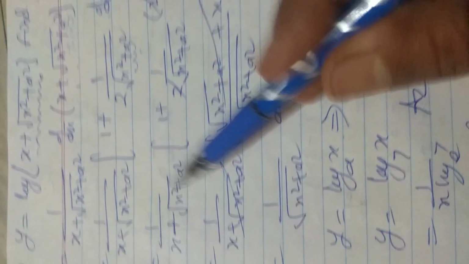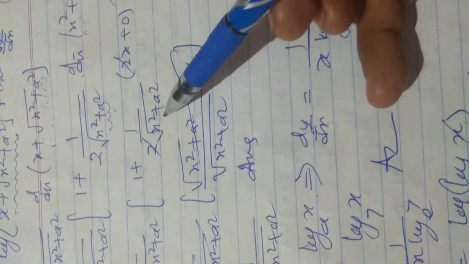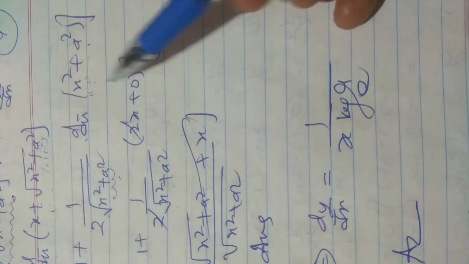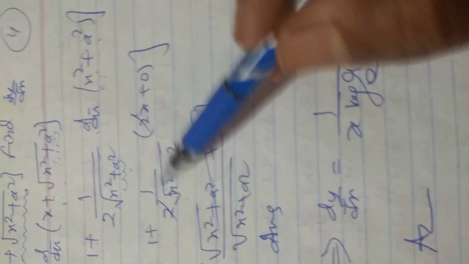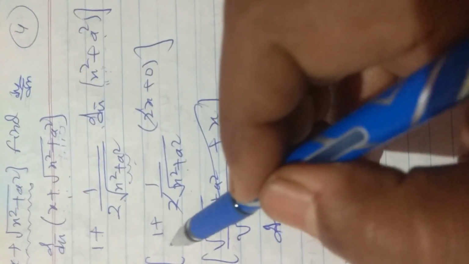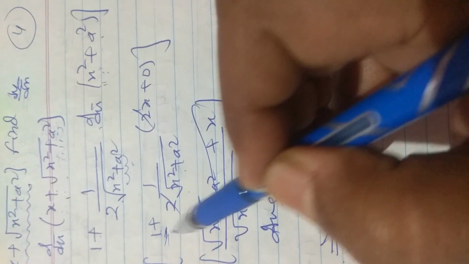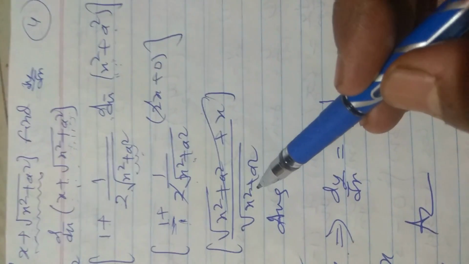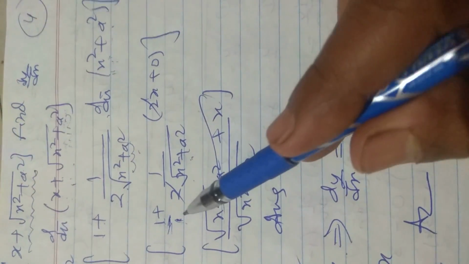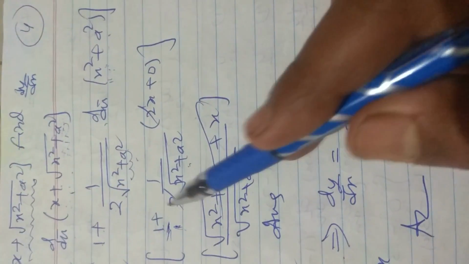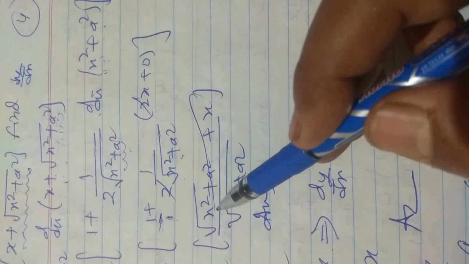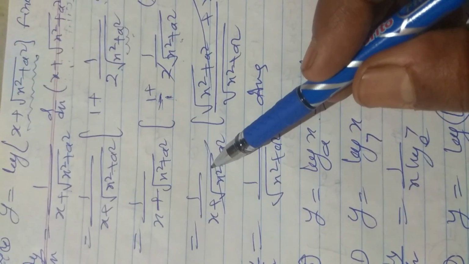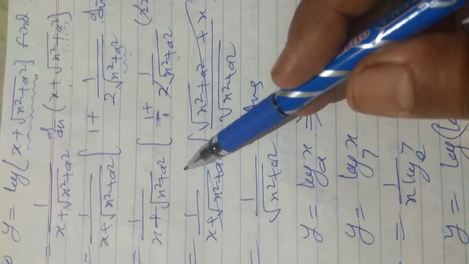Now the outside term stays the same: 1 plus 1 by 2 root of x square plus a square. The derivative of x square is 2x, and the derivative of a square is 0 because it is a constant. The 2 and 2 cancel. Taking the LCM, 1 with no denominator is over 1, and the root of x square plus a square is its own denominator. Then 1 into x is x. The term in the numerator and the term in the denominator are the same, so both cancel. The final answer is 1 upon root of x square plus a square.